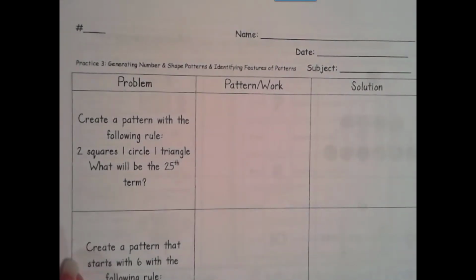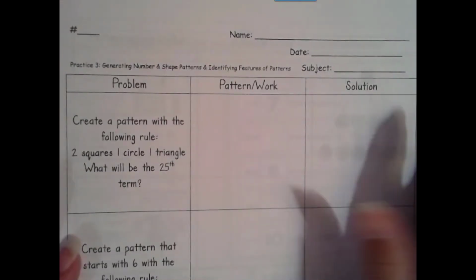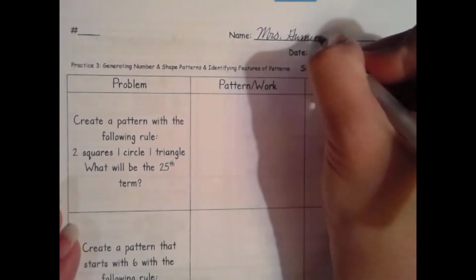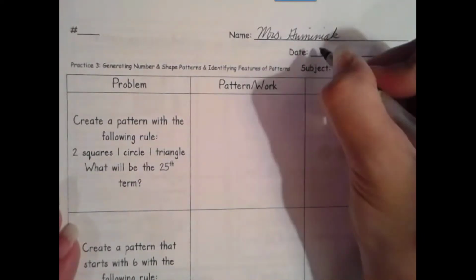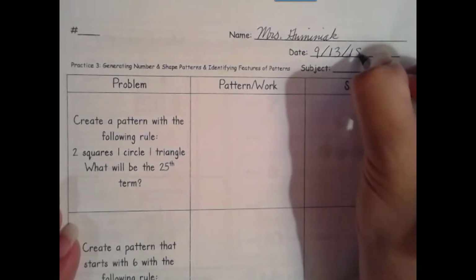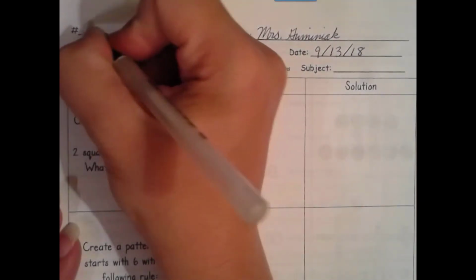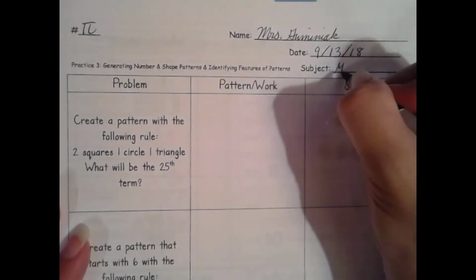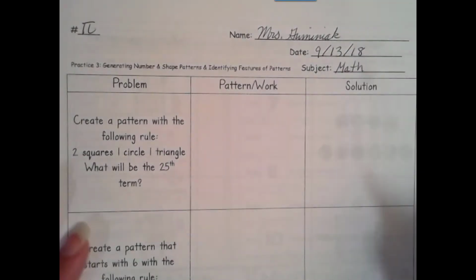Alright, so first we need to put our heading on top of this page. We need to put our name, number, date, first and last in cursive. Remember to put the date that you are working on the notes, not necessarily the date I'm writing down. Put your number and the subject, which is math.